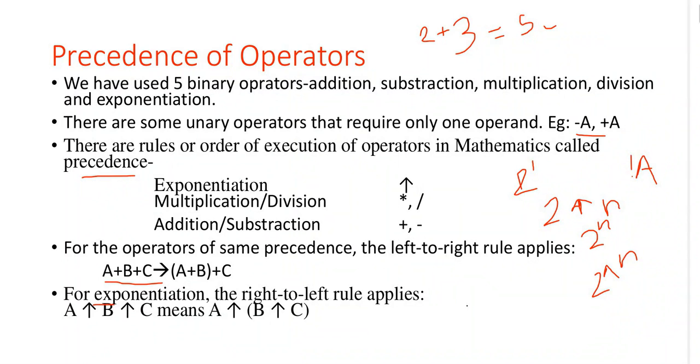For exponentiation, the right to left rule will be applied. If exponentiation is present in an expression, we will evaluate from right to left. If mixed operators are present, we will see precedence first, after that associativity.